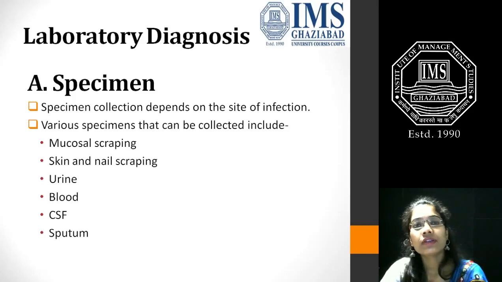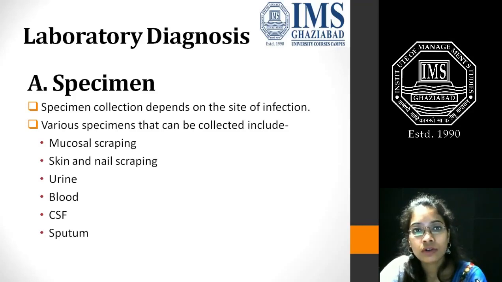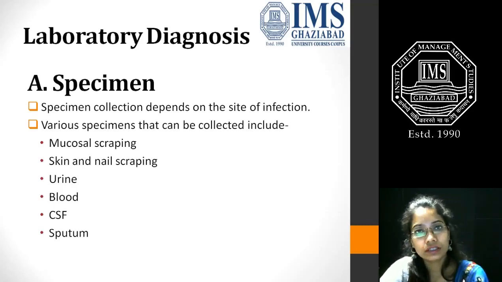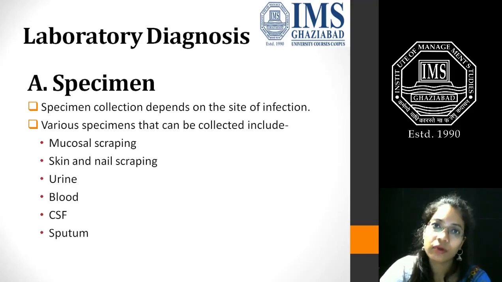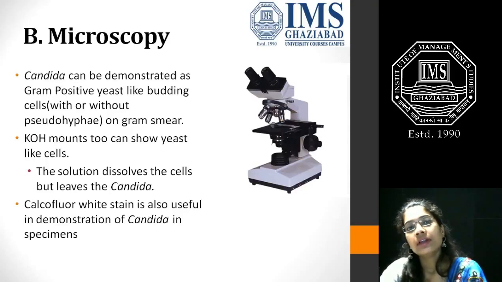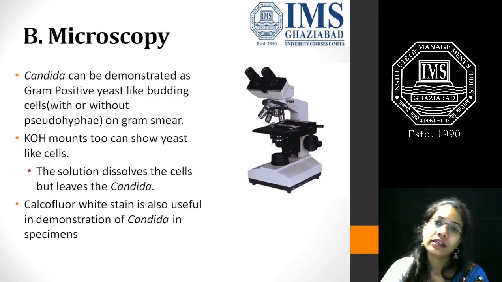Laboratory diagnosis. The first step is to collect the specimen. The collection of the specimen, basically the causal organism, depends on the site of infection. Various specimens that can be collected include mucosal scraping, skin and nail scraping, urine, blood sample, cerebrospinal fluid, and sputum.